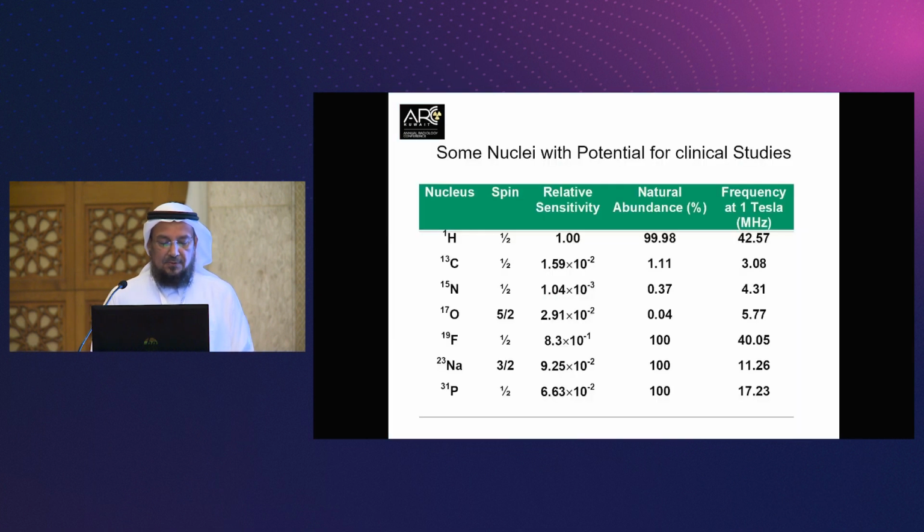This is an example of some MR nuclei which can be used to generate MR signal: hydrogen, carbon, nitrogen, oxygen. All of these nuclei can produce MR signal. But in medical imaging, we concentrate on hydrogen because, as I said, it is very abundant in our body and also has a very high sensitivity. It's easy, to some extent, to get the signal from hydrogen.